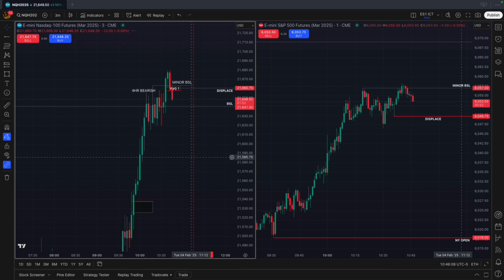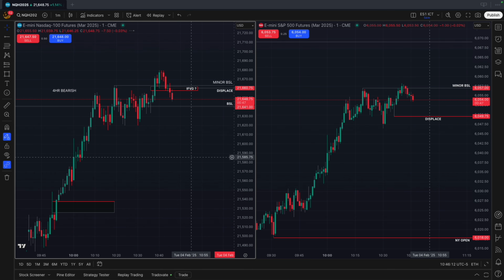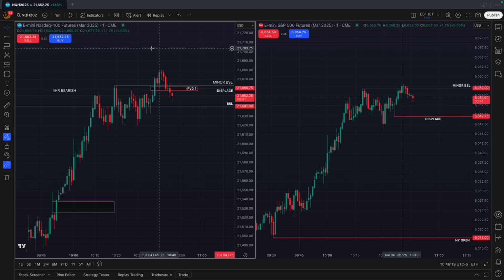Alright, we just inversed that 2 minute bullish gap. Let's see whether we get an inverse of the 3 minute. And we just inversed the 1 minute. So the 1 and the 2 have been inversed. Let's see if we get a 3 minute inverse as well. So far there's no clean displacement for price here.